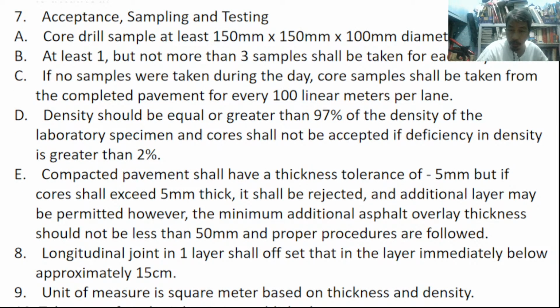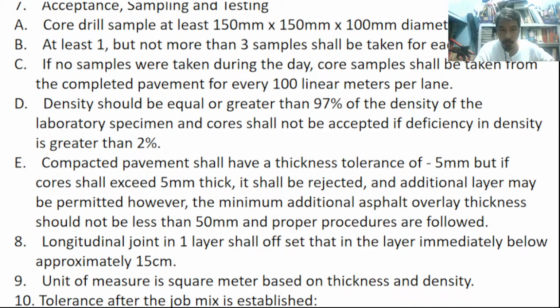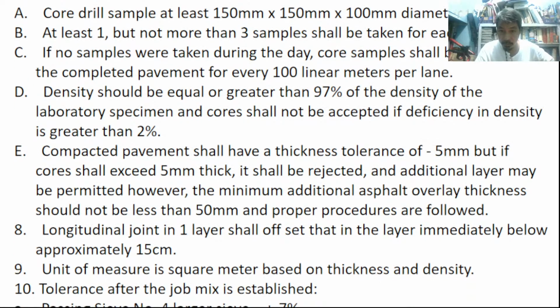So, longitudinal joint. So, usually longitudinal joint are placed to mark the separation of lanes in between lanes. So, if you see the longitudinal joint, that means one lane. Unit of measure is square meter based on thickness and density. Square meter.